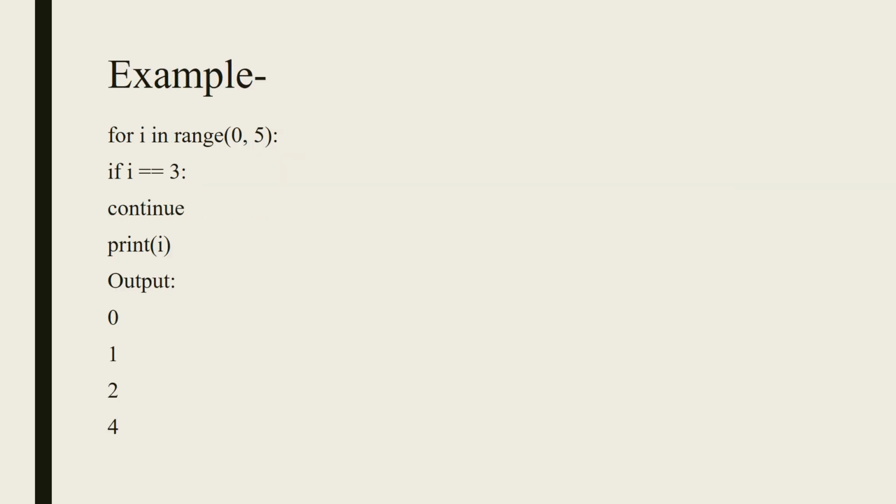Here is an example of a continue statement. We are using the for loop to print numbers from 0 to 5, but we are using an if condition to say if i equals 3, then we have to continue the statement. That means the number 3 will be skipped. So we get the output as 0, 1, 2 and 4.